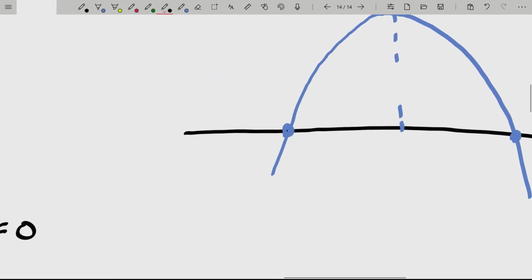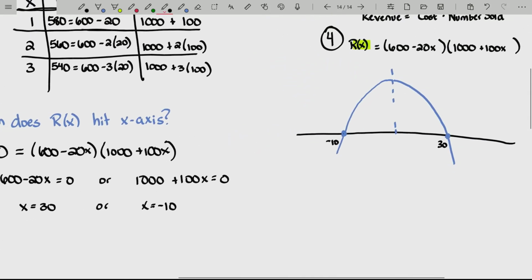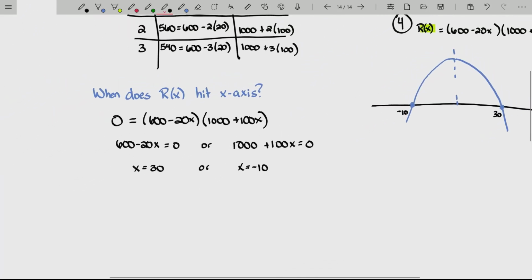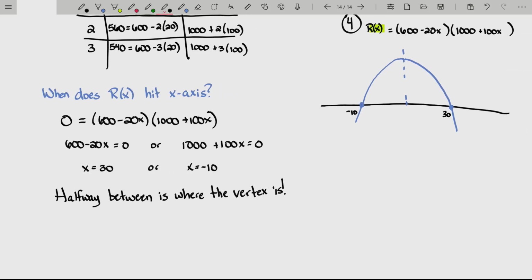So I know that it hits the x-axis at negative 10 or positive 30. Halfway between is going to be the vertex. Halfway between is where we maximize our revenue. And remember, the vertex is a maximum in this case because that parabola is opening downward, because the lead coefficient is negative. Anyhow, so halfway between negative 10 and 30.